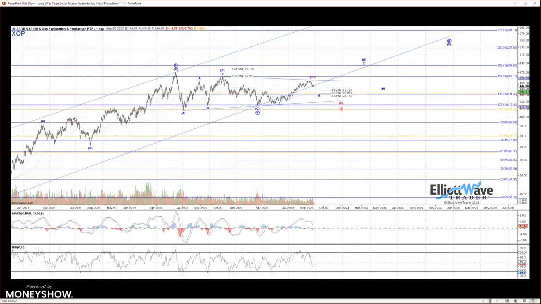XOP, similar situation. I have here the upper support for that blue B wave potential between about 138 and 128. The red E wave can reach a little bit lower, but if we do see price pull back into that initial support range, I think it presents an opportunity to look for some long setups on individual energy charts or just on these ETFs themselves.